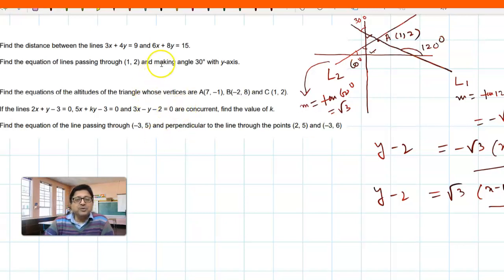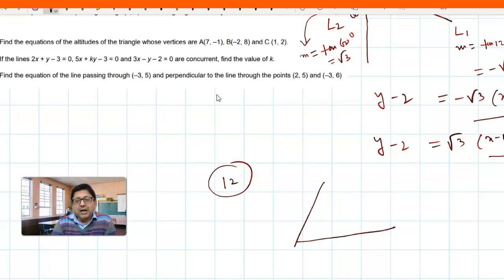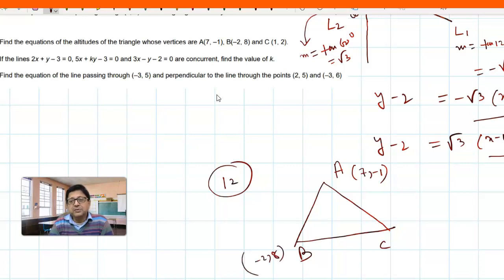Find the equations of altitudes of the triangle whose vertices are these three. Number 12 we are going to solve. Equations of altitudes of a triangle. I'll find just one altitude and tell you the method of finding the orthocenter also from here. So these vertices are 7, minus 1, minus 2, 8 and 1, 2. So you can find the equation of an altitude of the triangle by drawing a perpendicular.